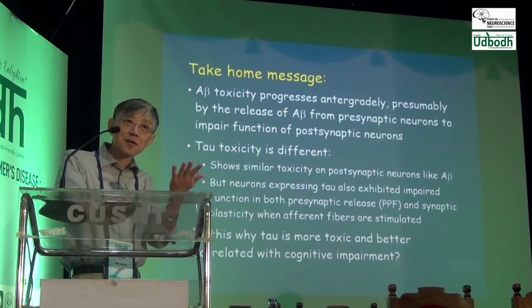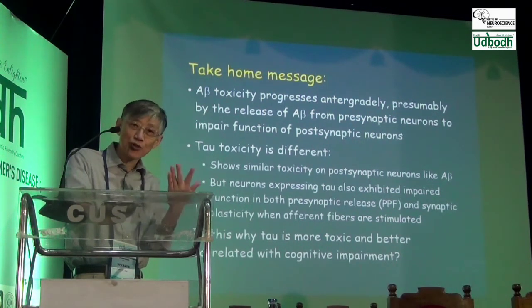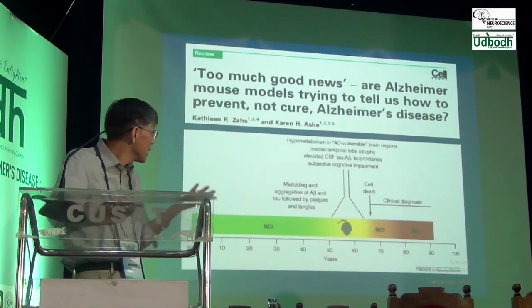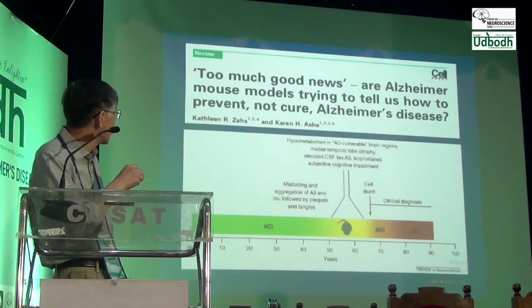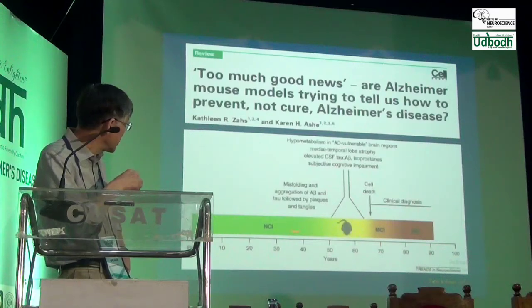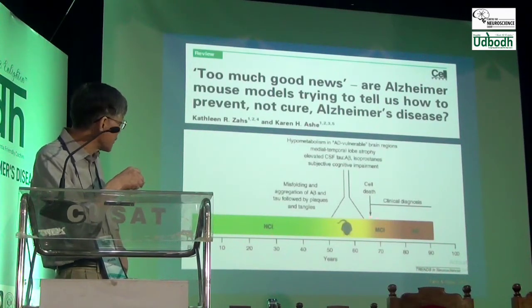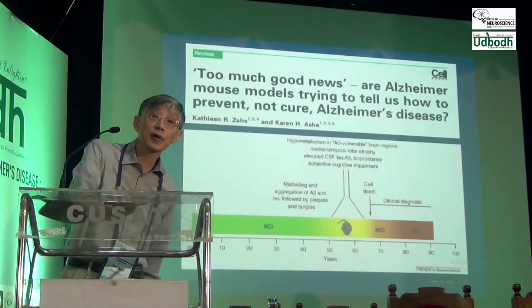So these, as I said in my title, is that all models are bad. It really doesn't replicate AD. It shows certain aspects. And so it turns out Karen Shao, who made that tau animal that we used, had an article, the title is "Too Much Good News. Are the Alzheimer models telling us how to prevent, not cure Alzheimer's disease?" Because what happens is if here from green to red is from normal to MCI, mild cognitive impairment, to AD stage, all the mouse models are somewhere in a pre-MCI stage. It really does not model AD.